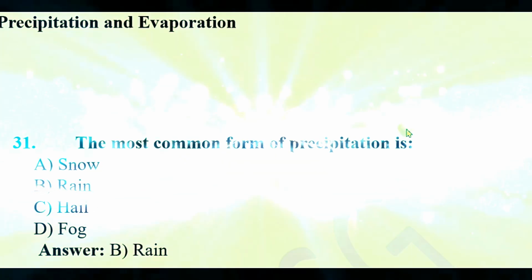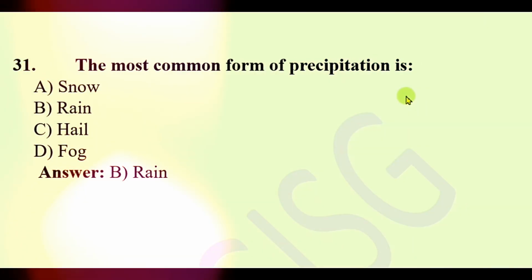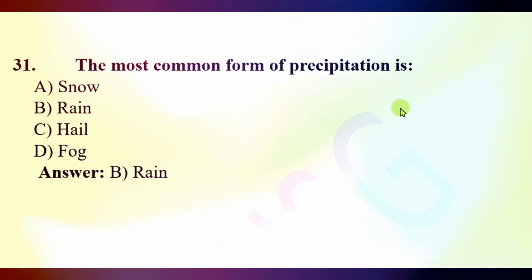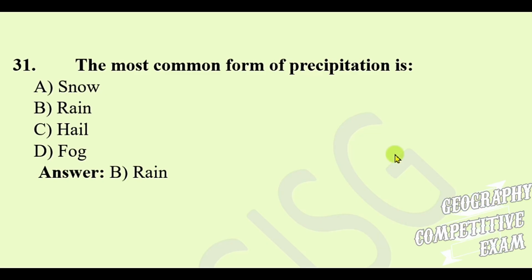Now the question category, precipitation and evaporation. The most common form of precipitation is snow, rain, hail, fog. Here the right answer will be, of course, the rain, which is a worldwide phenomena, not any particular place. Most of the places of the earth rain is happened.